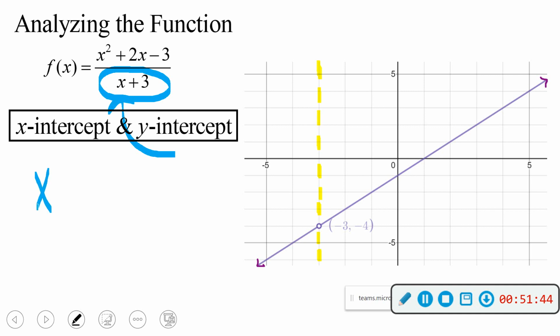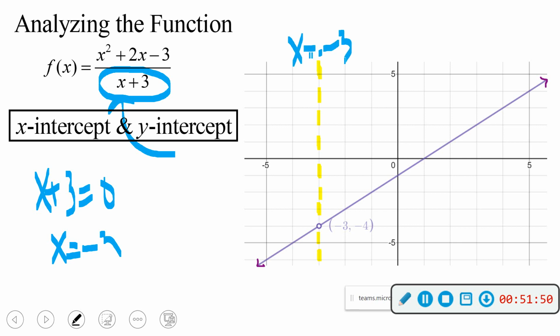That means take the bottom, set it equal to 0, and solve. So x equals -3. x equals -3 is the vertical asymptote. And that's why there's a hole here. Because it says, hey, you can approach that, but you're never actually going to cut through it or intersect it. That's the reason for that.